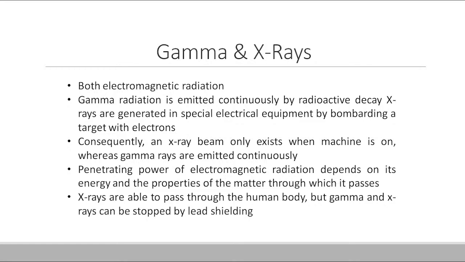Gamma and X-rays. Characteristics. Both are electromagnetic radiation. Gamma radiation is emitted continuously by radioactive decay. X-rays are generated in special electrical equipment by bombarding a target with electrons. Consequently, an X-ray beam only exists when a machine is on, whereas gamma rays are emitted continuously. Penetrating power of electromagnetic radiation depends on its energy and the properties of the matter through which it passes. X-rays are able to pass through the human body, but gamma and X-rays can be stopped by lead shielding.